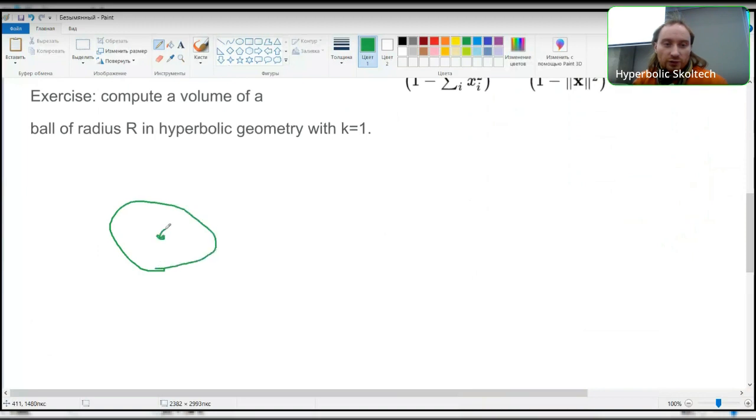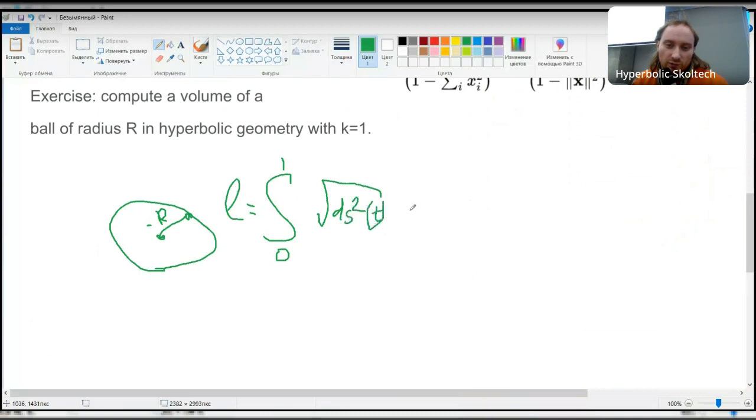We know that the length of a segment of any curve is given by this formula. So you should integrate from 0 to 1 of your metric, depending on t, and dt.